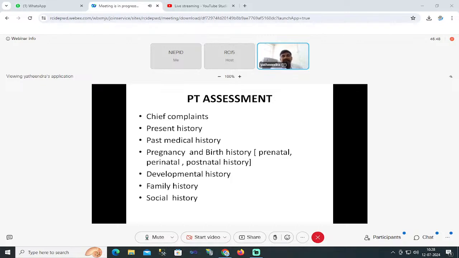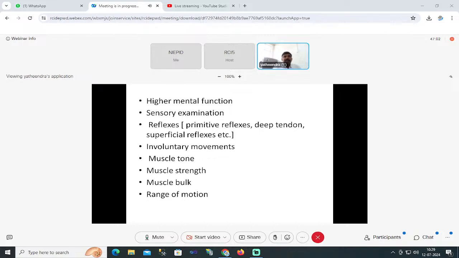And developmental history. I'll show you the developmental history and all the milestones in the next pictures. Then the family history and social history. So this is the complete history part. In any medical assessment, this will be there. Then we need to assess the higher mental functions: cognitive function, memory, attention, orientation, and the level of these. All these come under the mental functions that we need to assess.